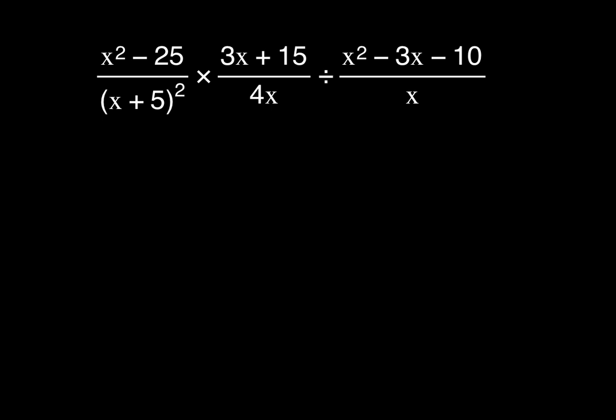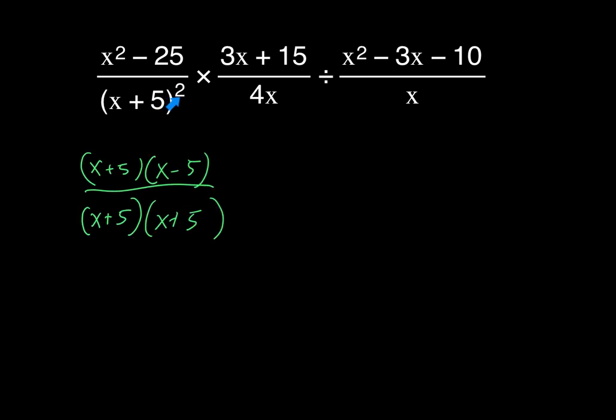Lots of simplifying going on here. Dividing by fractions is the same as multiplying by the reciprocal. So I'm going to go ahead and start working through this problem, also by factoring. I notice that this is a difference of squares. So it will factor x plus 5, x minus 5. In the denominator, I have x plus 5 squared. I'm going to write that out longhand as x plus 5 times x plus 5. Don't make the mistake of people saying, oh, it's going to be x squared plus 25. That would be 100% wrong.